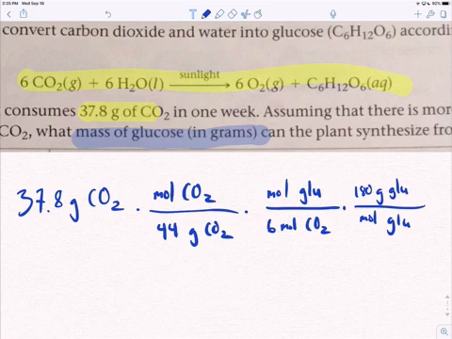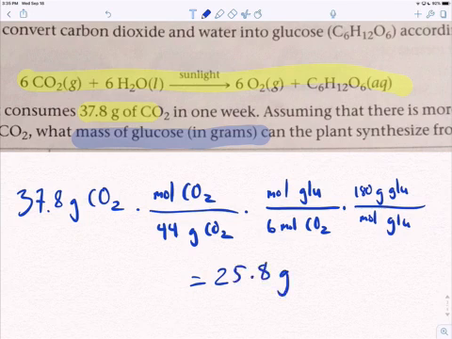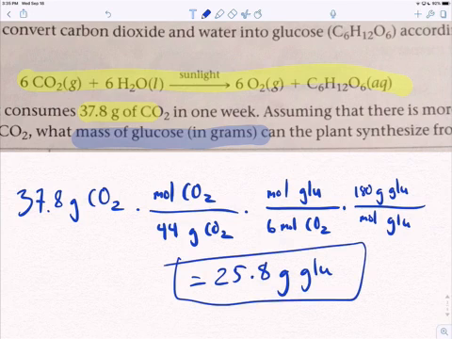And so you multiply the numbers on the top, you divide the numbers on the bottom. So 37.8 divided by 44 divided by 6 times 180, and you get 25.8. So this equals 25.8 grams glucose. And that's our answer.